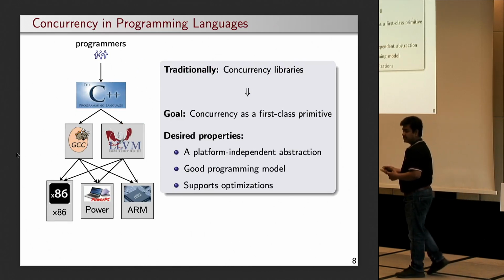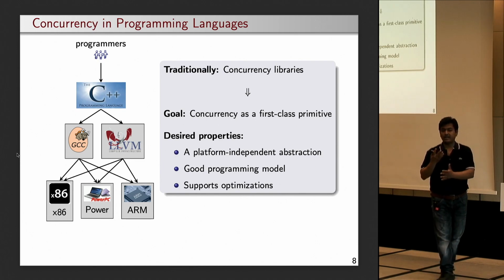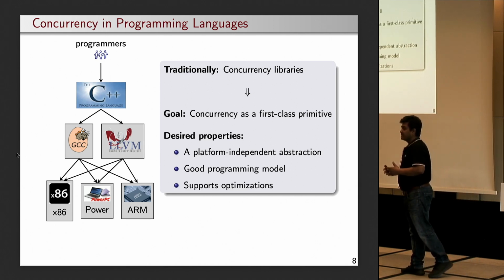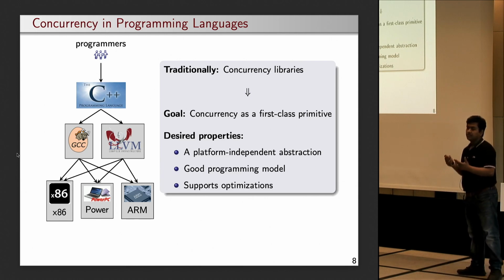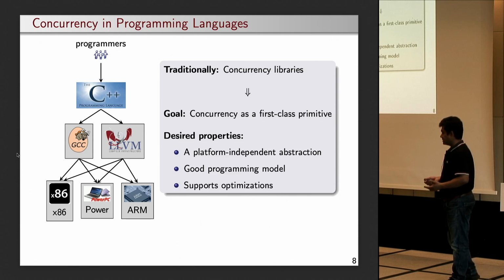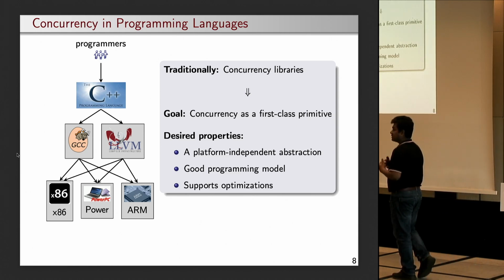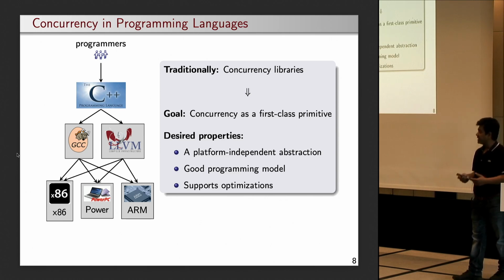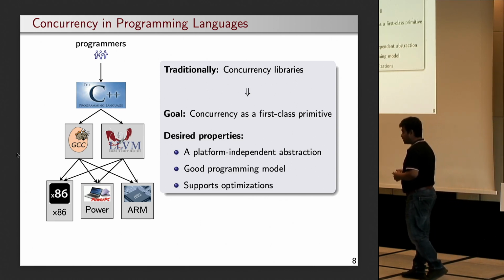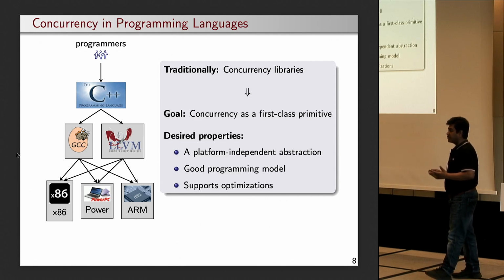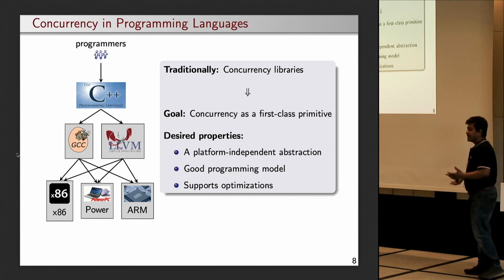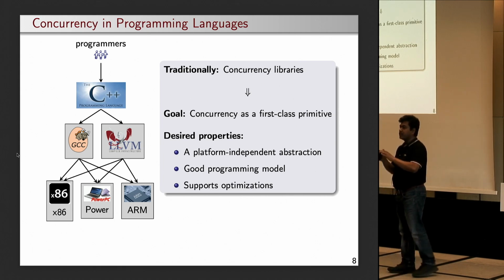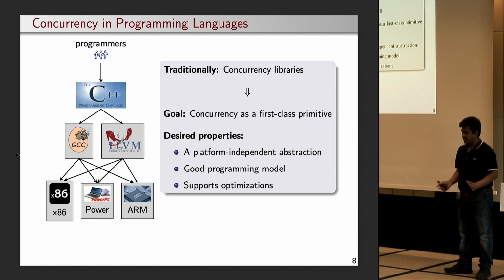Now, considering these overall weak memory behaviors in the underlying compilers and processors, the programming languages thought to come up with first-class primitives for concurrency. It was initially done by several threading libraries, but later it became a mainstream part of the programming languages. And the first desired property the programming languages wanted is a platform-independent abstraction. So they wanted to propose a concurrency model which will work for different compilers and different architectures.